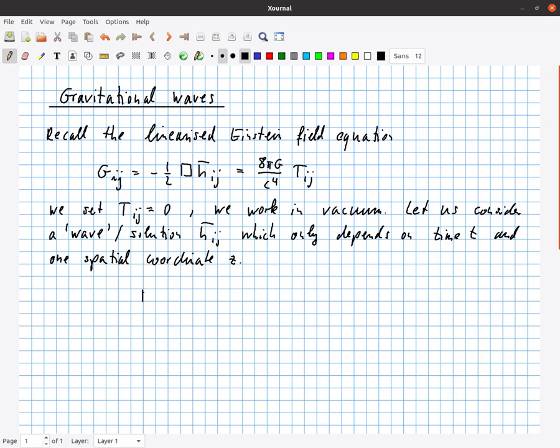In this case, our operation box h bar ij becomes minus the second time derivative plus the second derivative in the z direction acting on h_ij. This is very similar to the wave equation that you might have seen when you studied, for instance, a guitar string, where this is then the direction along the guitar string, and you have simply a one-dimensional wave equation. The only difference here is that this is a tensor-valued equation.